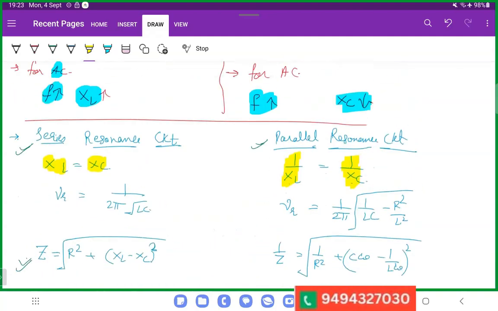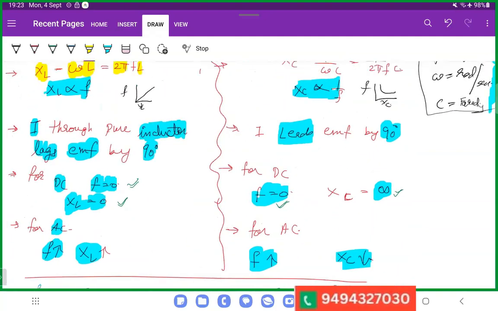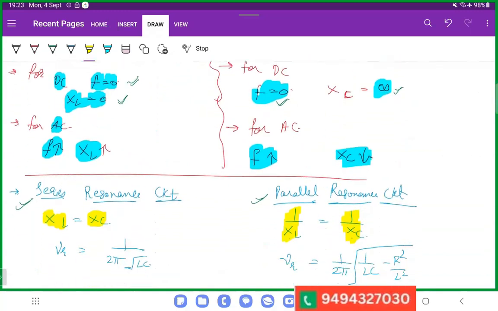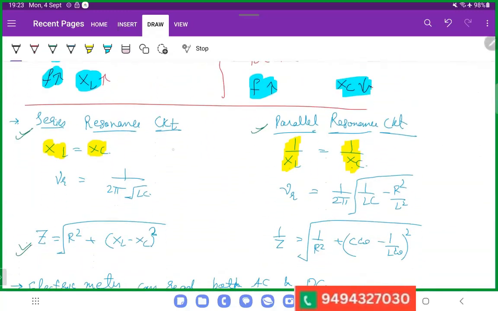Now, if we substitute both values, omega L and 1 by omega C, it becomes omega L equals 1 by omega C. So omega square equals 1 by LC, or omega equals 1 by root LC. This is called a resonance circuit, or resonance, when they have a matching frequency. It is not a definition, but just for understanding.